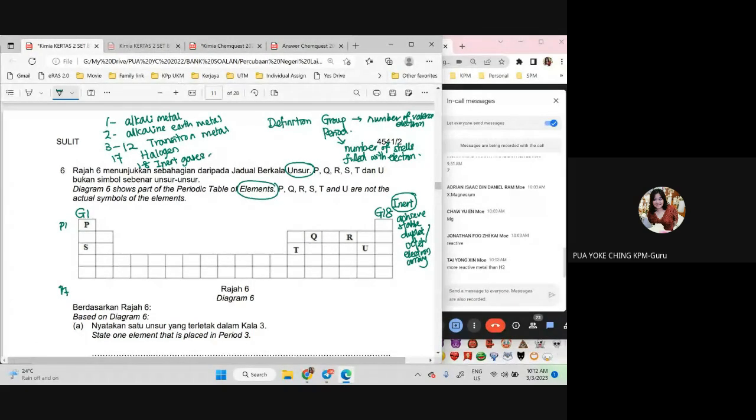Okay, and then it will ask about size. Kena ingat, dari atas ke bawah, size jadi semakin besar. Dari kiri ke kanan, size jadi semakin kecil. Okay? This is very basic, mesti tahu. Kalau you dah fulfill, you dah pandai semua ni, the next one ialah go to the higher level, it will ask you about reactivity.